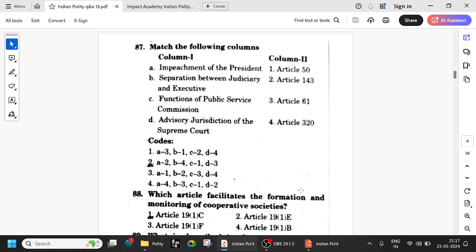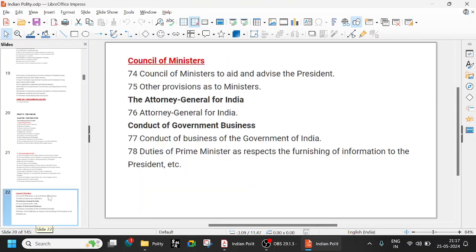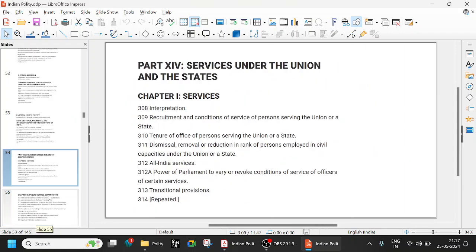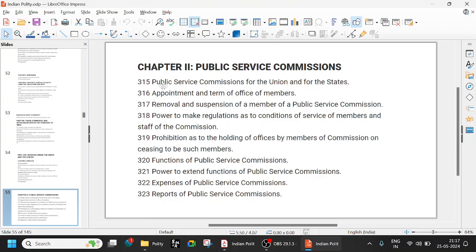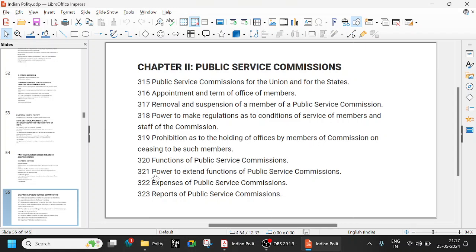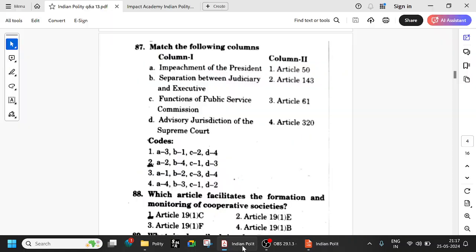Functions of public service commission also we have seen 314, right? 312 is All India Services. Okay, remember this, very important. 312 is All India Services, and 315 Public Service Commissions of Union and State. So 315 is the Public Service Commissions. What is asking? Functions of Public Service. Anyway, the nearby article is 320, right? So 320 is Functions of Public Service Commissions. So even if you don't know the exact article, if you know the nearby articles, you can make it out.